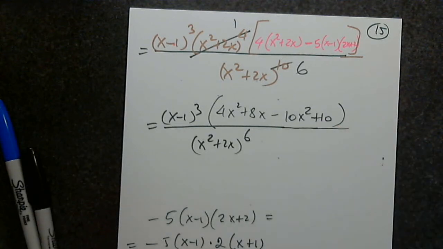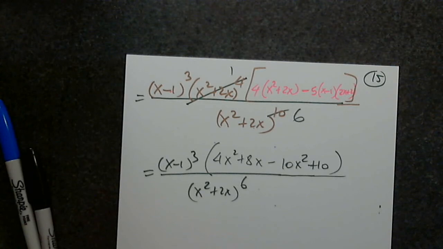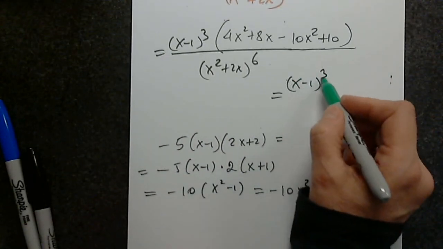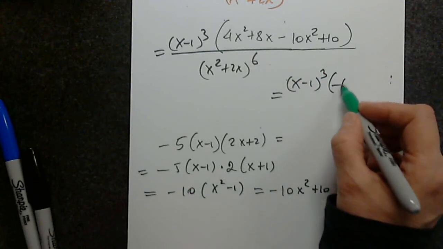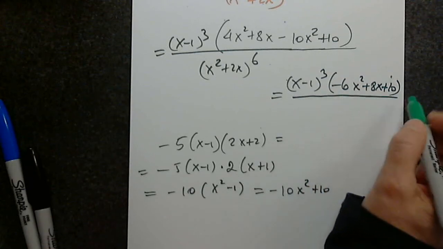You don't have to do this, of course. But it will take a little bit longer to multiply those three factors. Okay, the final simplified form, x minus 1 to the third, negative 6x squared plus 8x plus 10. And of course, you know I'm going to factor out -2.